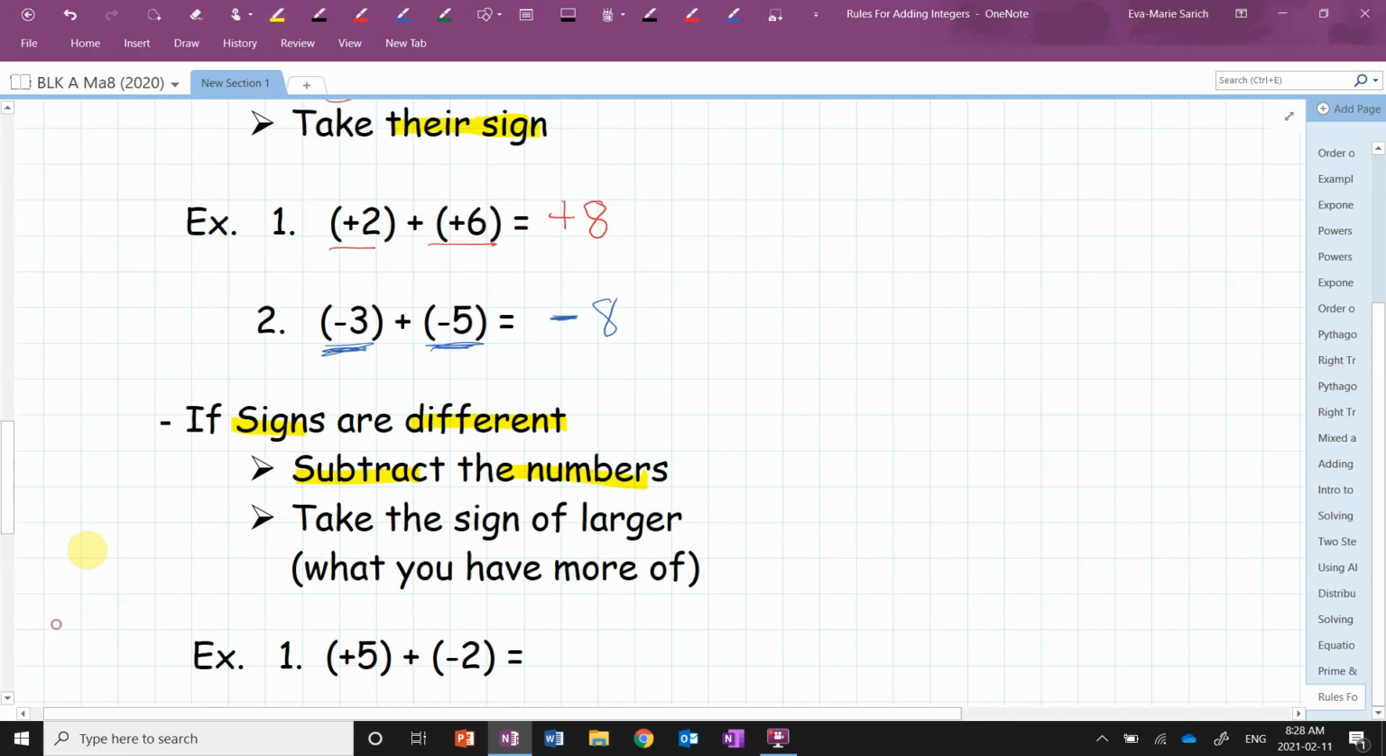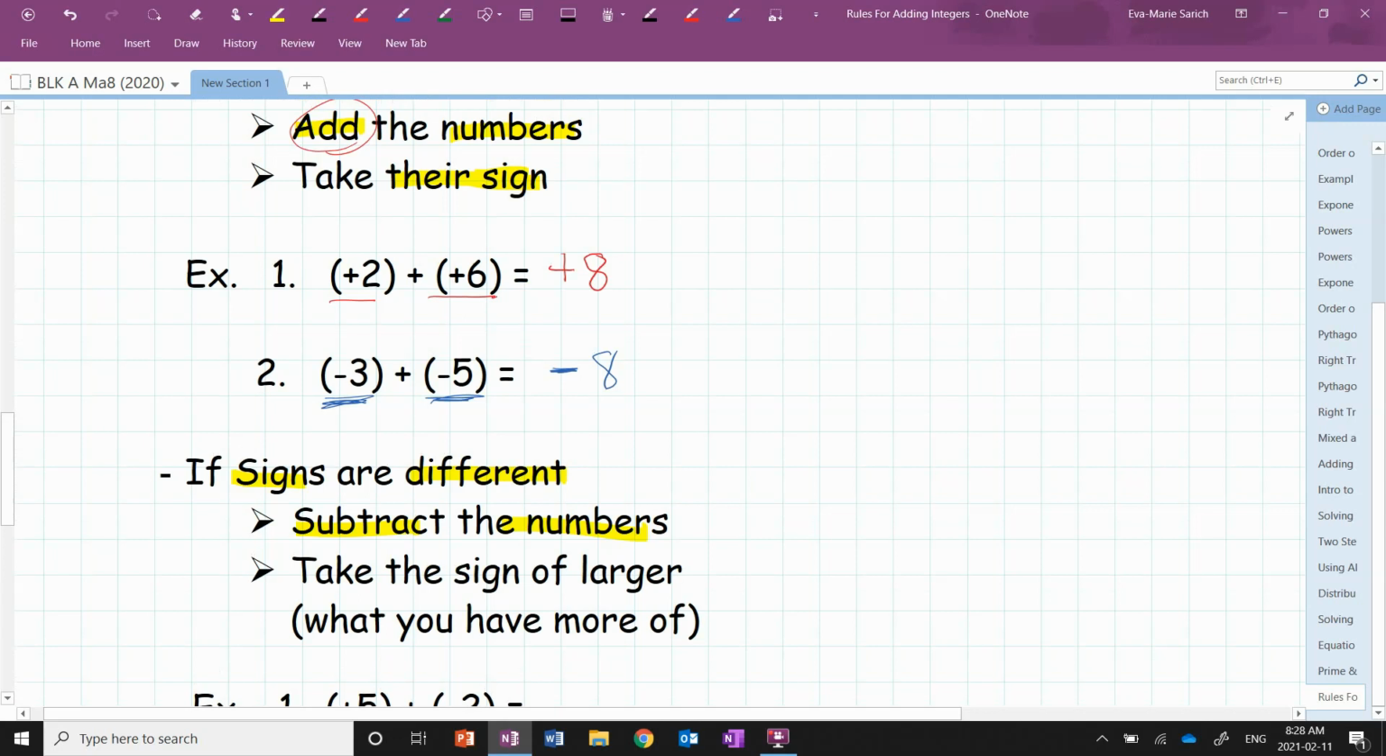Okay? And then how do we decide what sign if they're both different? Well, you're going to take the sign of the larger. Now, some people say, well, positives are always bigger than negatives, and that's true, but that's not what I mean here. When I say take the sign of the larger, I mean, what do you have more of? Do you have more cold or do you have more hot? If you have more cold, the answer is going to be negative. If you have more hot, the answer is going to be positive.